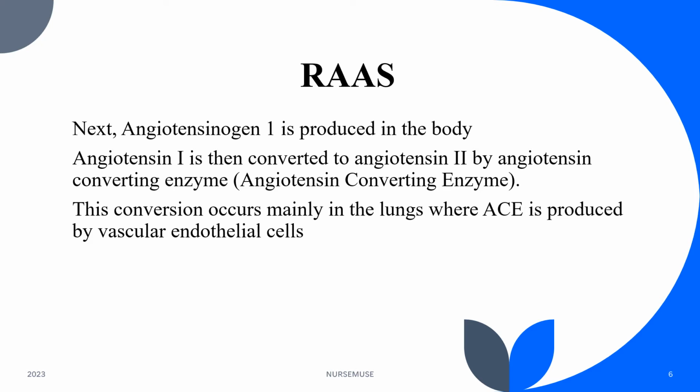So next, we have angiotensin I. It's produced in the body. And again, our goal is to get to angiotensin II. So angiotensin I is converted to angiotensin II by the angiotensin converting enzyme, aka ACE. This conversion occurs mainly in the lungs, where ACE is actually produced. So angiotensin converting enzyme converts angiotensin I to angiotensin II, which we do not want to happen.